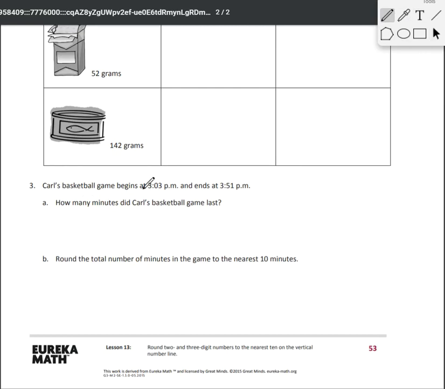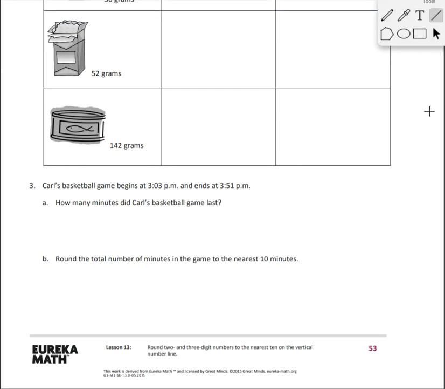Oh, look at that. Here we've got a time problem mixed in there. They snuck it on in. All right. Carl's basketball game begins at 3:03 and ends at 3:51. How many minutes did Carl's basketball game last?